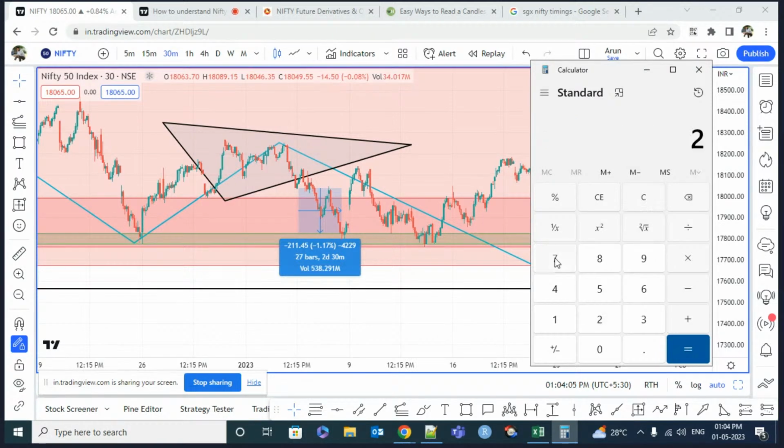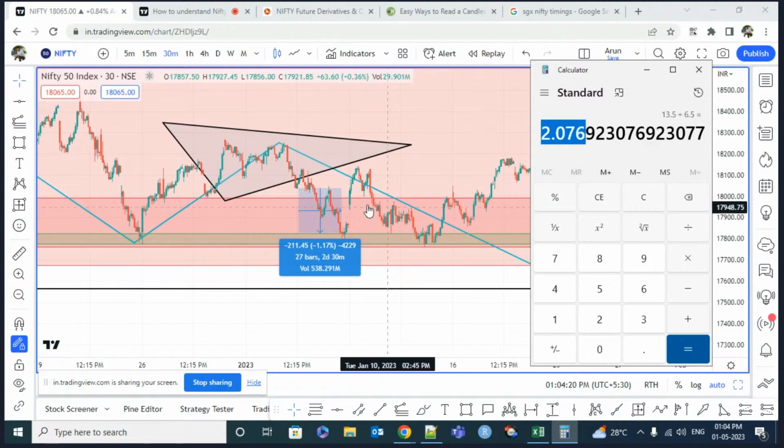So 27 bars here is 27 into 0.5 hours, divided by 6.5 trading hours. It took 2 to 3 trading sessions, roughly. So what would be my entry day? Sorry, my entry day would be on Jan 4th at 11:45, after the 11:45.